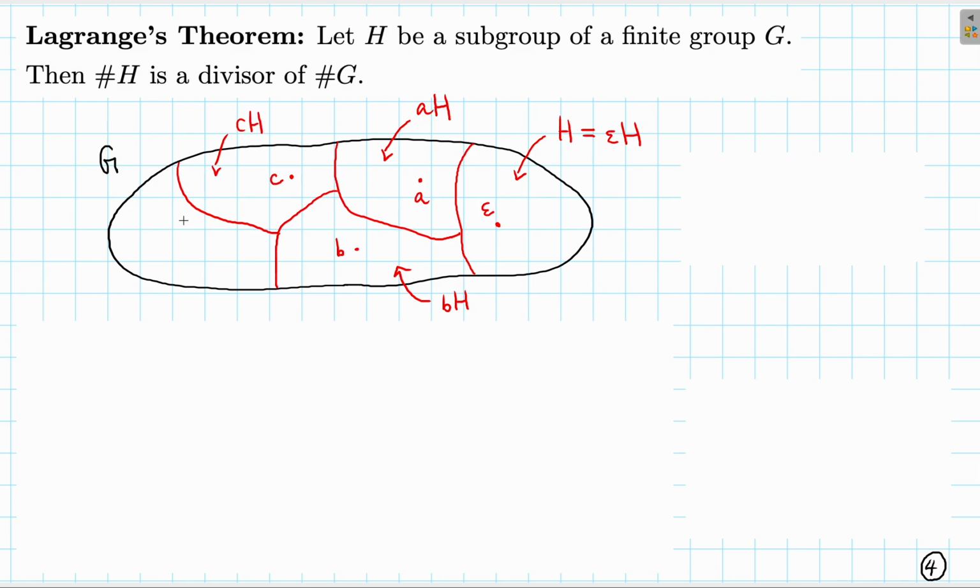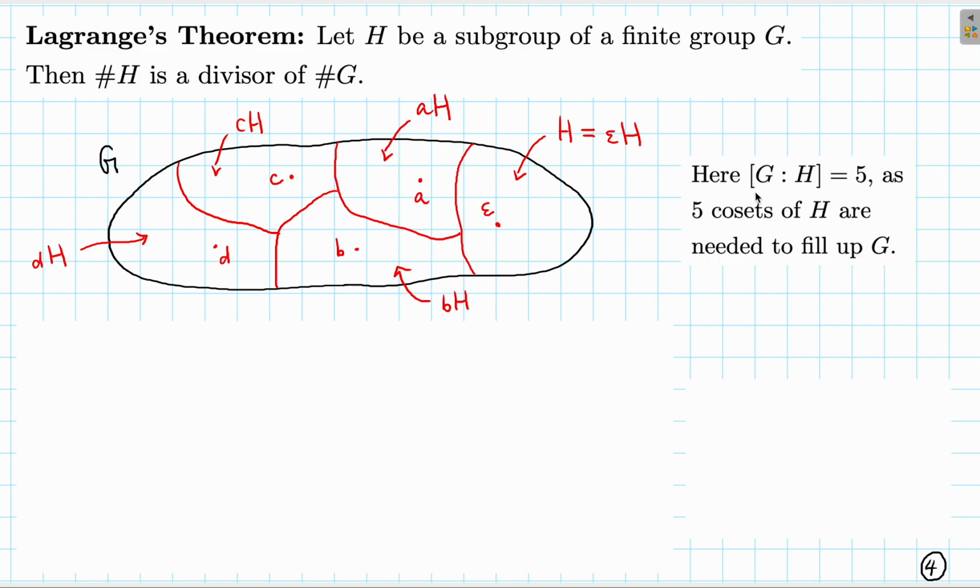And looks like we have one more coset here. Let's say the element D is right there. And we have the coset DH. And so we have 1, 2, 3, 4, 5 distinct cosets of H. And thus we say that the index of H in G is 5, because 5 cosets of H are needed to fill up all of the group G.